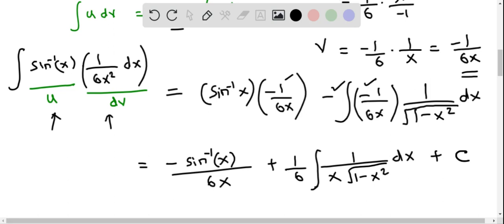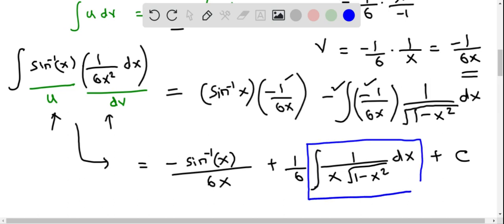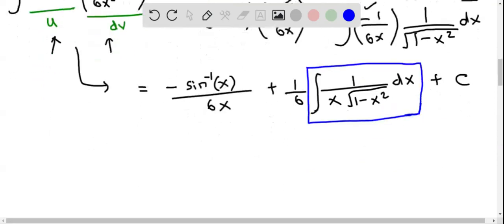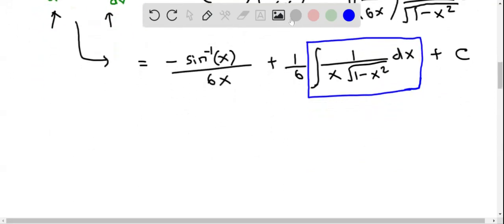So the integral of this expression is negative sine inverse of x over 6x plus 1 over 6, and then the integral of 1 over x times the square root of 1 minus x squared dx, plus the integration constant c. So this completes our step 1, and in step 2 we are going to focus on this integral alone. That is, we have to integrate this expression. So let's proceed to step 2.